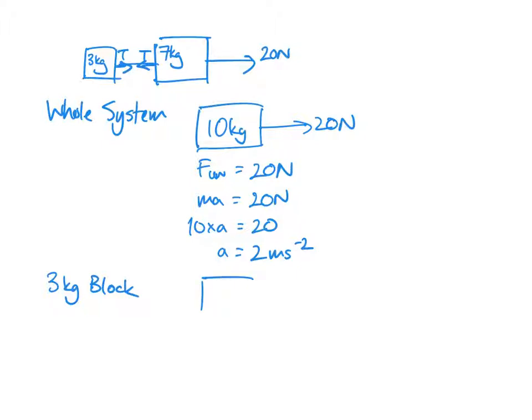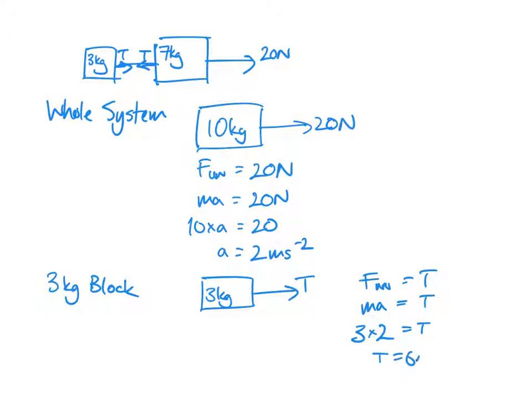the free body diagram for it, well, it's 3 kilograms, and if we go back to the original diagram, it's being pulled by some sort of rope or something like that. So the only force acting on it is the tension. There's been no friction involved in any of this. So in this example, F un equals T, i.e. ma equals T. This time we know the mass, and now we know the acceleration. So we can rearrange to get the tension is 6 newtons.